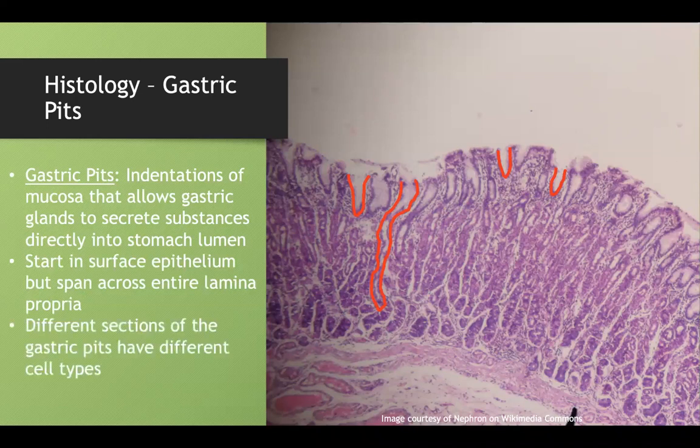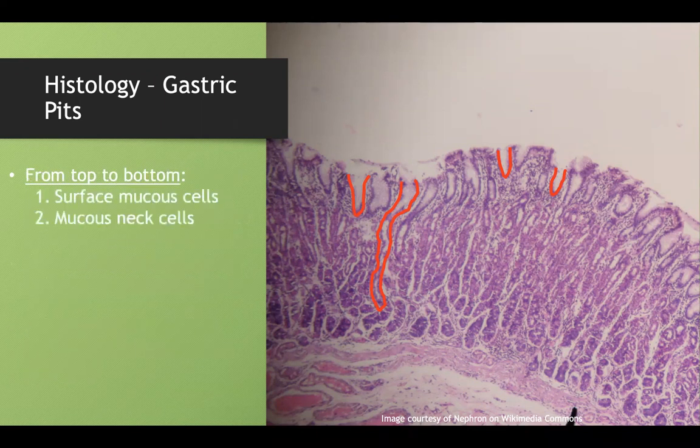And different sections of the gastric pits have different cell types. And keep in mind, different sections of the stomach also have different cell types. So this is not a one-size-fits-all thing, but it's a good idea to realize. So from top to bottom, let's talk about where these cells are, generally speaking. At the very top in our surface epithelial layer, we usually have our mucus cells. That's our surface mucus cells and our mucus neck cells. In the upper glandular layer, we have our parietal cells. And then in our lower glandular layer, we're going to have our chief cells, our G cells, and our D cells.